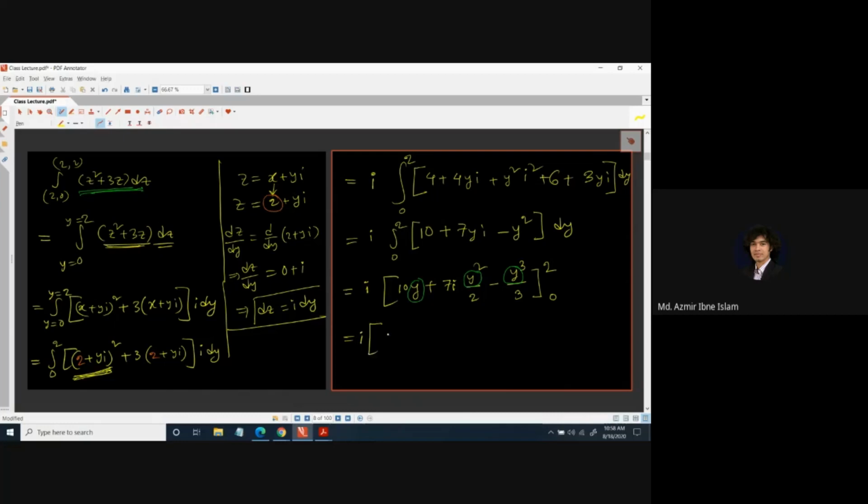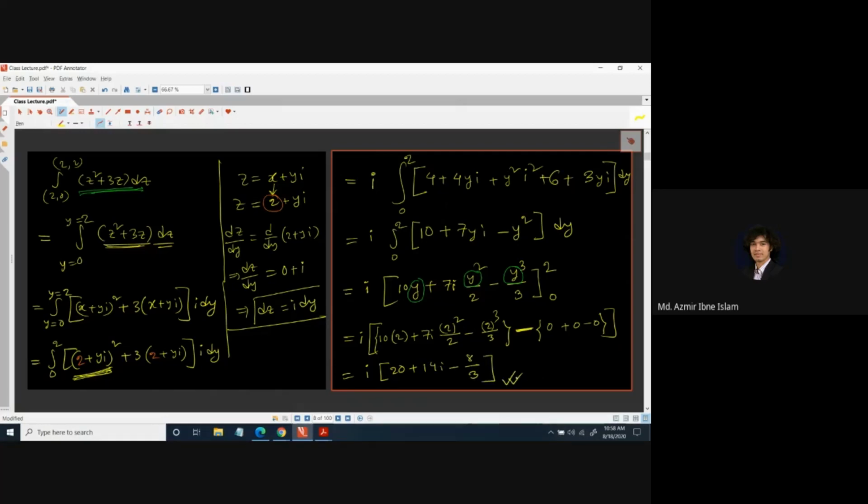So at first, let's input the value of the upper limit, 10 times 2, 7i times 2 squared by 2, negative 2 cubed by 3. So we are working with the upper limit. And there is a negative that is coming from the fundamental theorem of calculus. And if we input 0 where we have y, so 0 times 10, 0, 0, 0. So we don't need to think about the second part. So finally we have 20 plus 14i, minus 8 over 3.